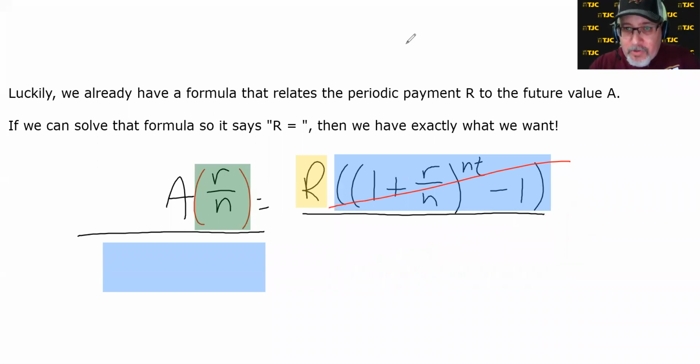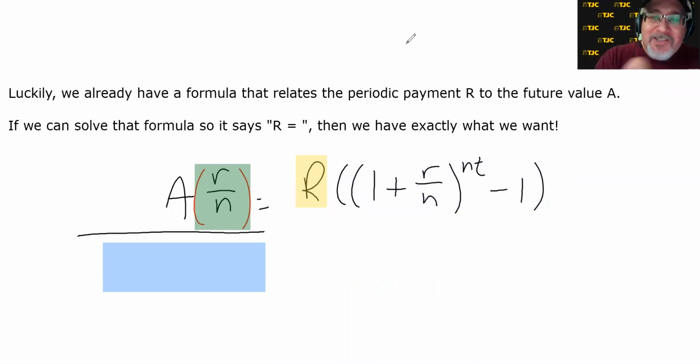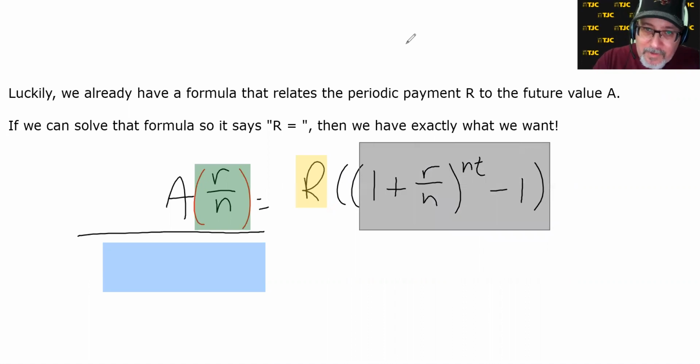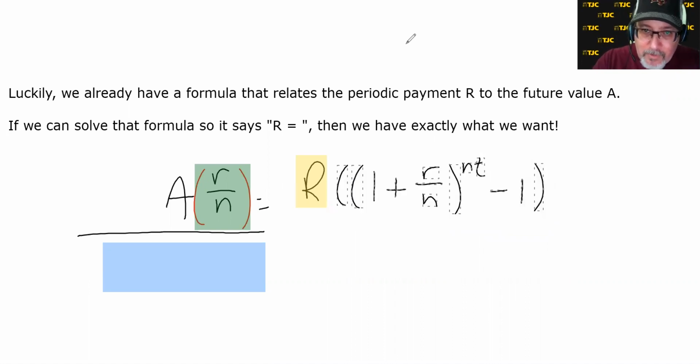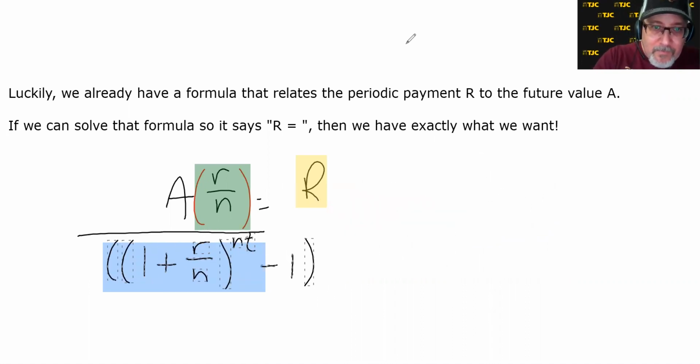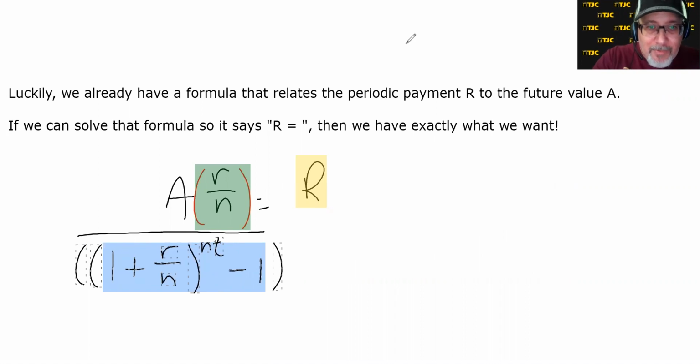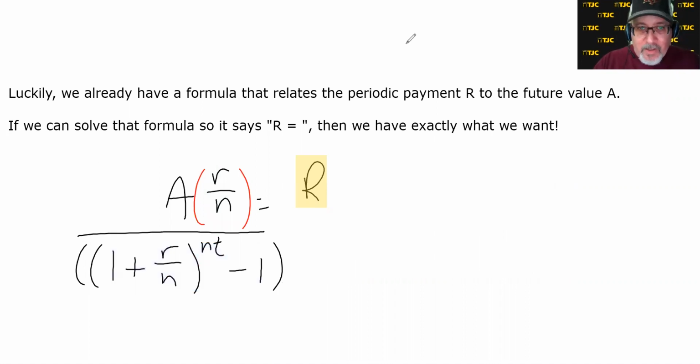You won't need you anymore. We won't need the fraction bar. But instead of canceling this guy out, it's going to essentially move down here. And now let me get rid of the green box and the blue box, and I guess the yellow box too. And just like that, we have a formula that says R equals.